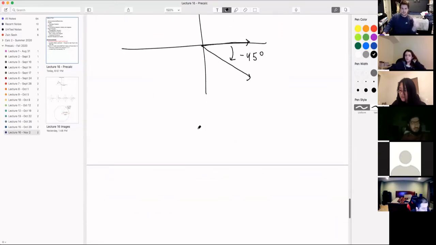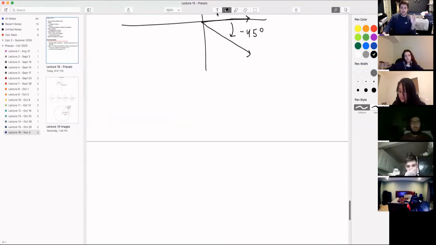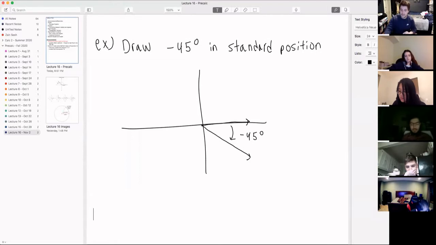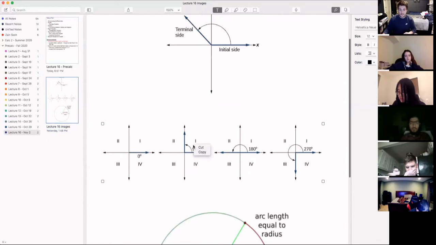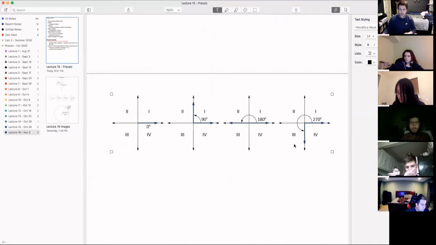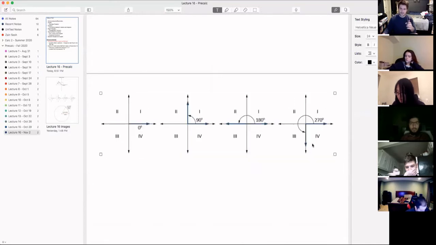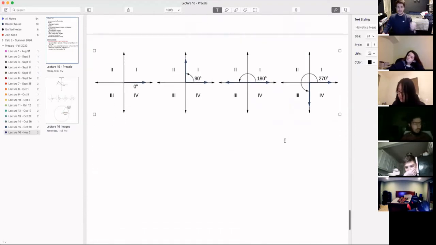All right, so I just have some more examples of angles in standard position. I figured it would be better to just grab an actual picture of it as opposed to me drawing. Let me talk through this picture quickly. Here we have the angles 0 degrees, 90 degrees, 180 degrees and 270 degrees, all drawn in standard position.